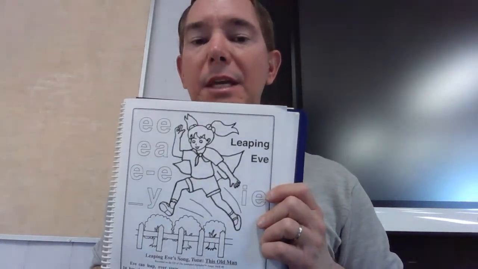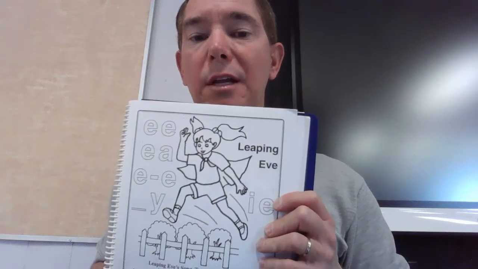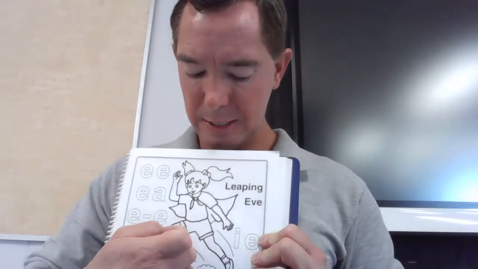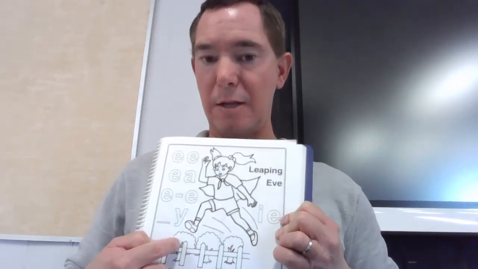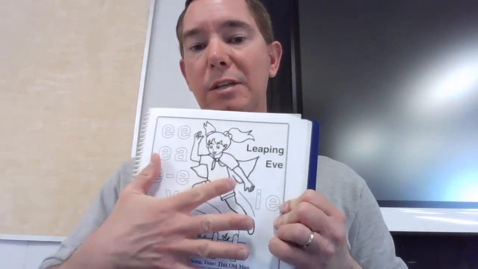You could draw a second picture. Think of things that begin with the long E sound, just like in the story of Leaping Eve. So it could be at the beginning of the word, like in the name Eve, or the long E sound could be in the middle of the word, like in leaping, or it could be at the end of the word, like trees. So you can draw and label things from the story, from the letter tub, or think of your own.